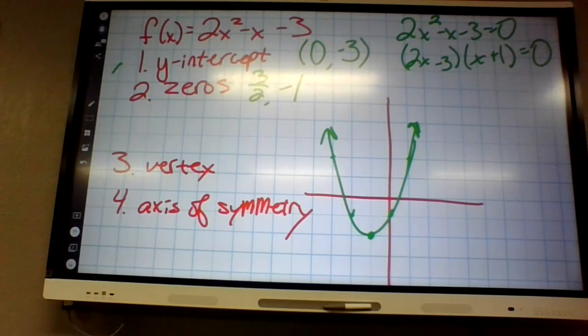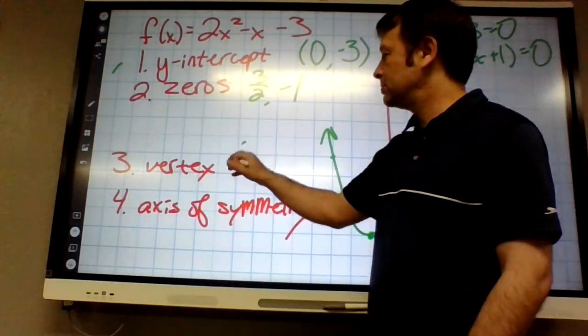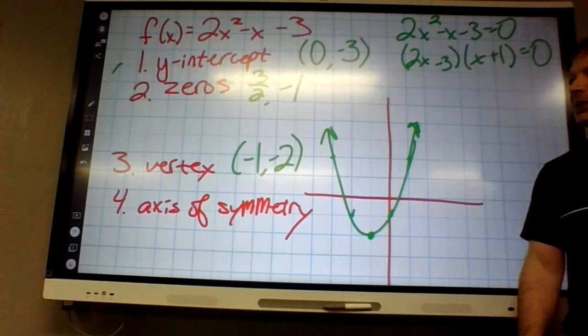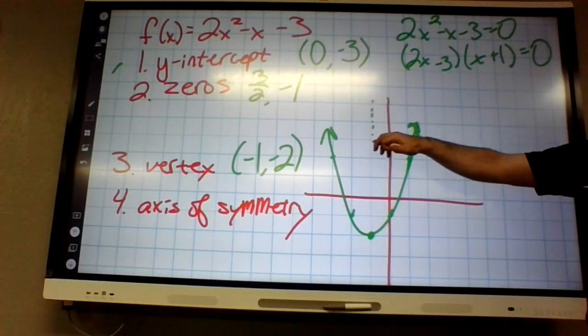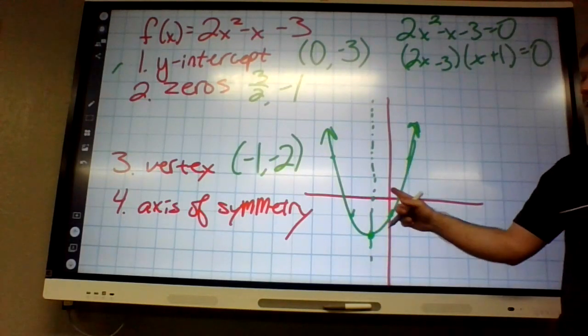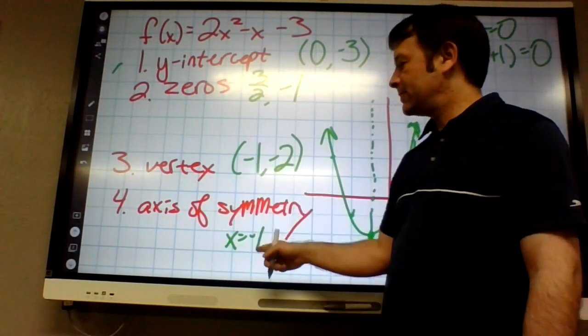Okay, what is the vertex on this one? -1 and -2. What's the axis of symmetry? On the test it's going to say the equation for the axis of symmetry. It's x equals -1. It always matches the vertex.